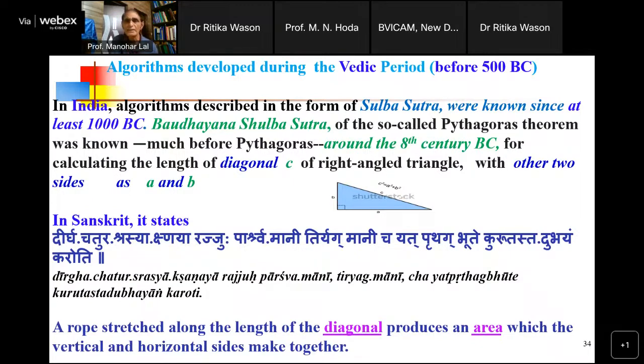Again, algorithmic solution as a computing activity has ancient roots. In India, algorithms were described in the form of Shulba Sutra. Shulba is a sort of thread or ray, rassi in Hindi, which is at least 1000 BC. The Baudhayana Shulba Sutra contains the so-called Pythagoras theorem, known much before Pythagoras, around the 8th century BC, for calculating the length of a diagonal of a right-angled triangle. In Sanskrit, it says, Tirgh Chatur Srisha Raju Parshava Mani Trime Mani Burvate Karoti: a rope stretched along the length of a diagonal produces an area which the vertical and horizontal sides produce together. So friends, algorithms have been practiced in India at least since 1000 BC.